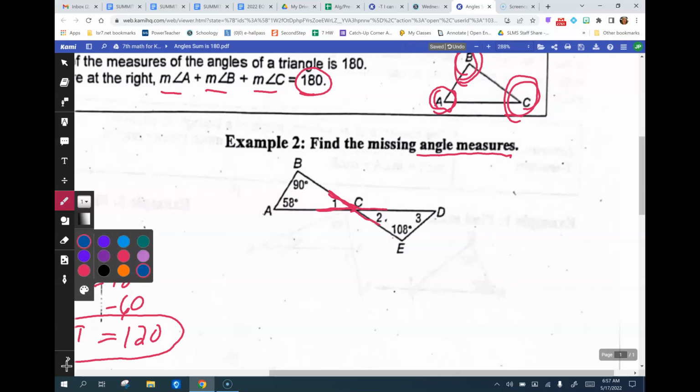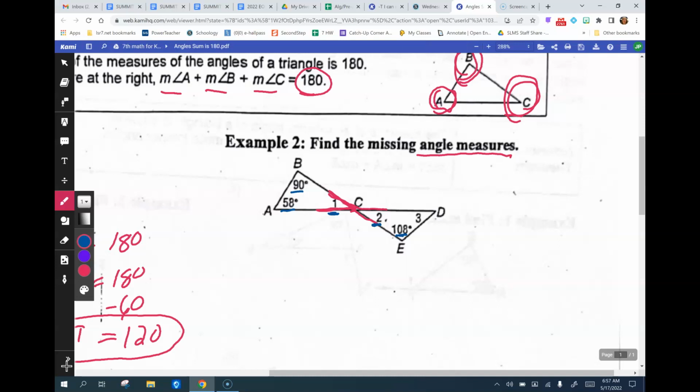So what do I know? Well, I know 90 and 58. I'm going to add those together and subtract from 180. That's going to give me angle 1. Once I have angle 1, I can get angle 2. Once I have angle 2, I can add angle 2 and 108 together, subtract from 180, and get angle 3. Okay, that's where we're headed. So let's just do one at a time. Let's just look at one triangle.